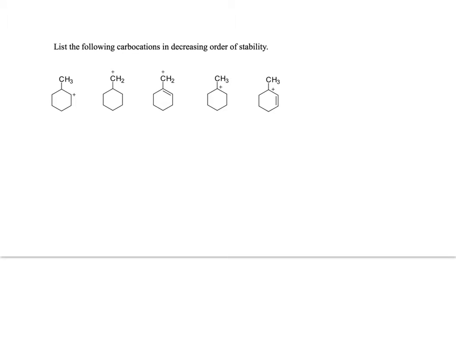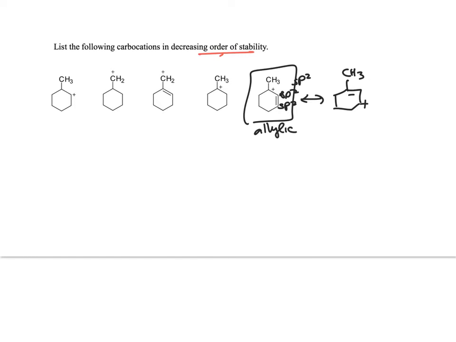Okay, list the following carbocations in decreasing order of stability. So the most stable is going to be this allylic, and not only is this allylic because the carbon-carbon double bond is sp2 sp2, but the carbocation's sp2, so you have resonance. So if you were to draw a resonance structure here, it would look something like that, but that's also a tertiary. So this is an allylic tertiary carbocation. So this is going to be your most stable because of resonance.